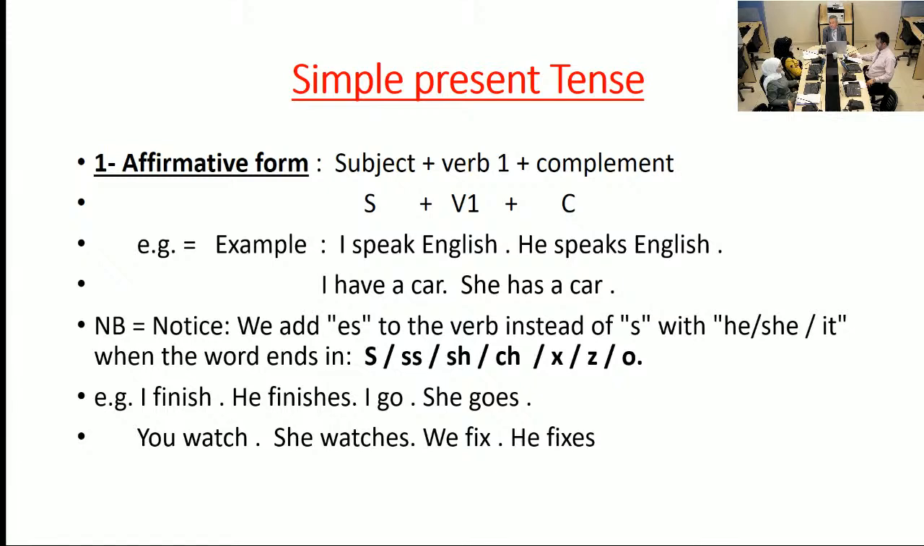For example, I finish, he finishes. I go, he goes. You watch, she watches. We fix, he fixes.